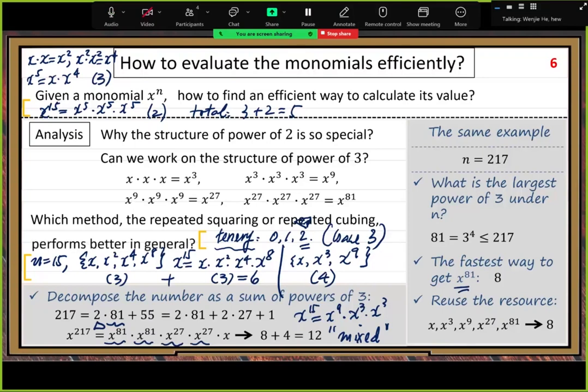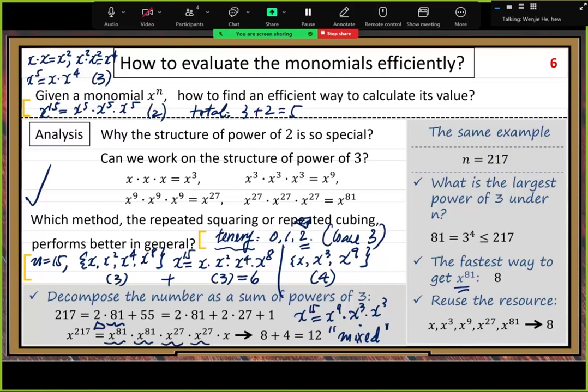So here is the question: which method is better, and what is the conclusion? Look at this question. Which method, repeated squaring or repeated cubing, performs better in general? The answer is that sometimes repeated squaring does better, sometimes repeated cubing does better, and sometimes the mixed way does better. That's the answer.